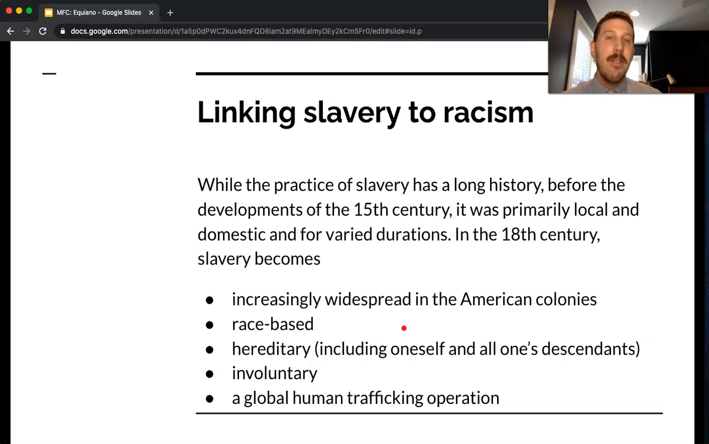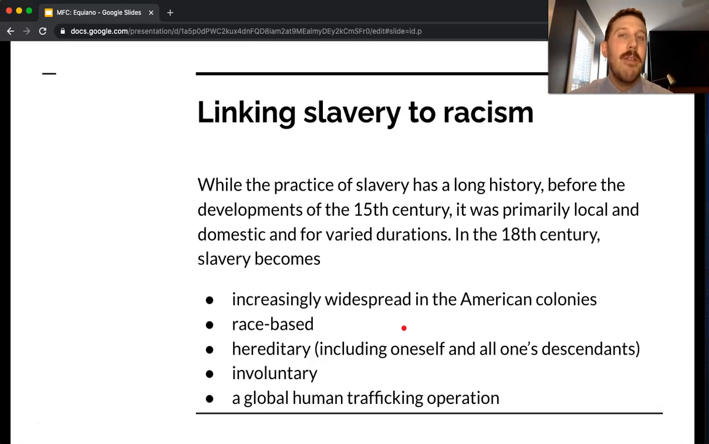And that's the final point. Slavery becomes a global human trafficking operation. This is not something that happens just in a single area, but it involves the literal global transmission of people across an ocean to an entirely new place. So all of these aspects are new to slavery in the 18th century, and all of it makes slavery even more appalling and disturbing when you consider how these practices only make slavery crueler than it already was.